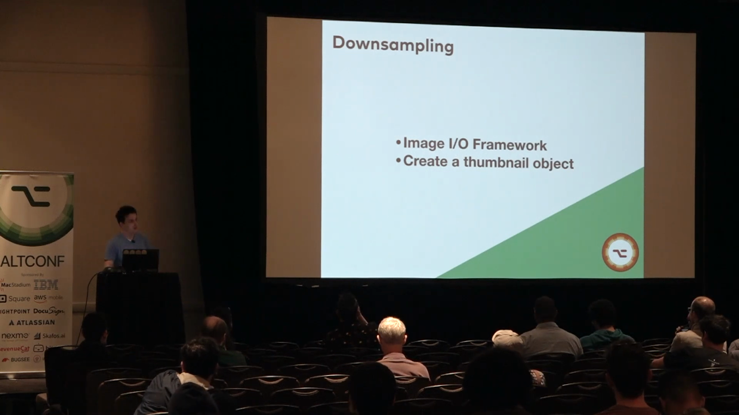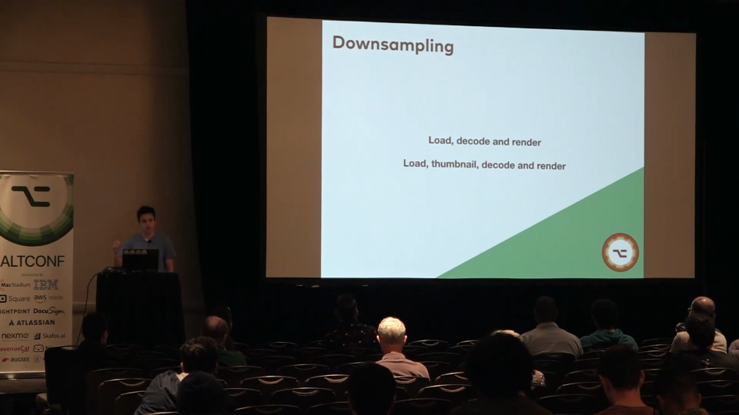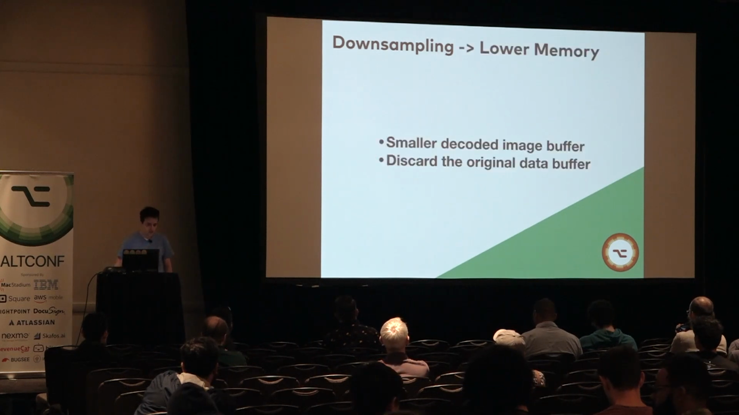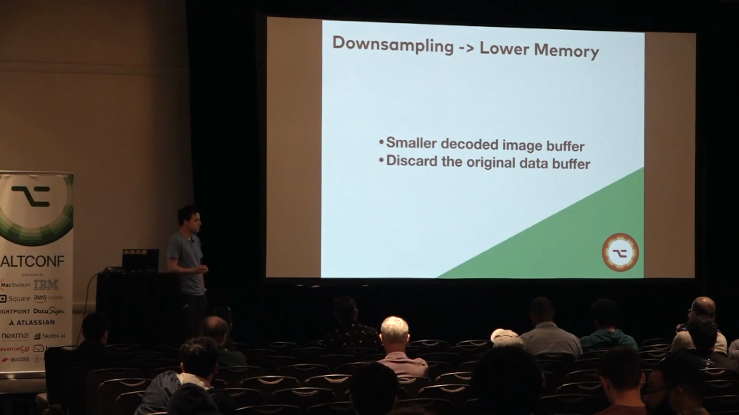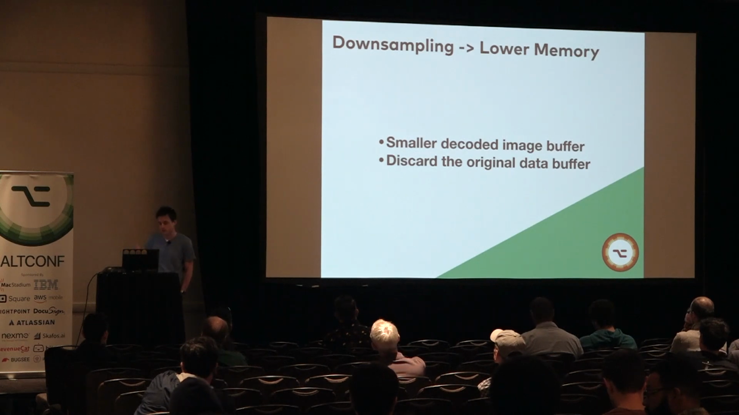So let's rewind and look at our whole rendering pipeline. You load, you decode, and you render. But now we're going to load, create what's called a thumbnail object, decode that, and then we'll render it. And what this is going to give us is, most importantly, a smaller image buffer size, right? We can really control it at this point. But also, it can discard that original data buffer that was used to create the image buffer in the first place. So we got two big wins here.